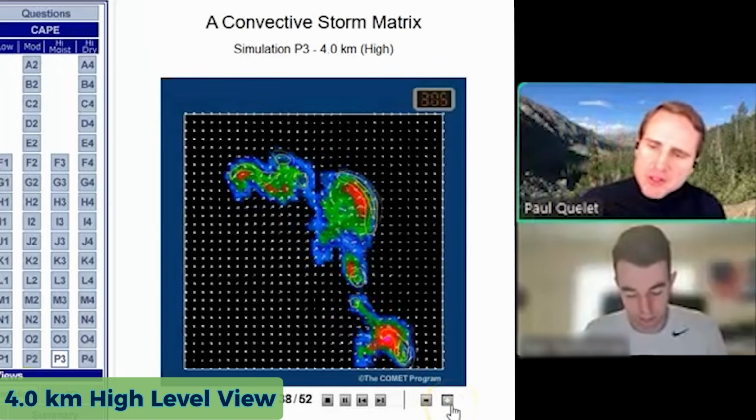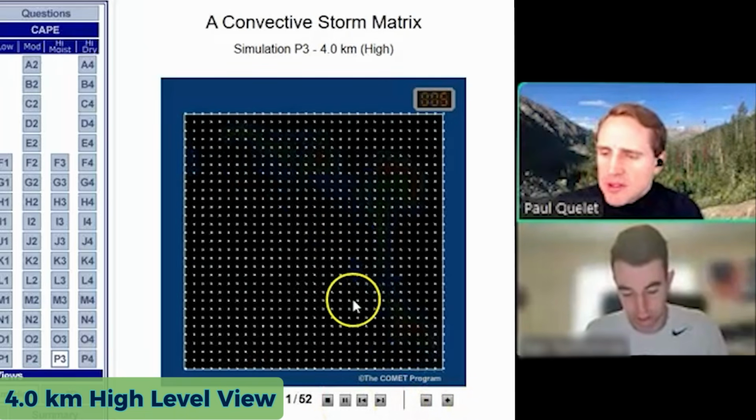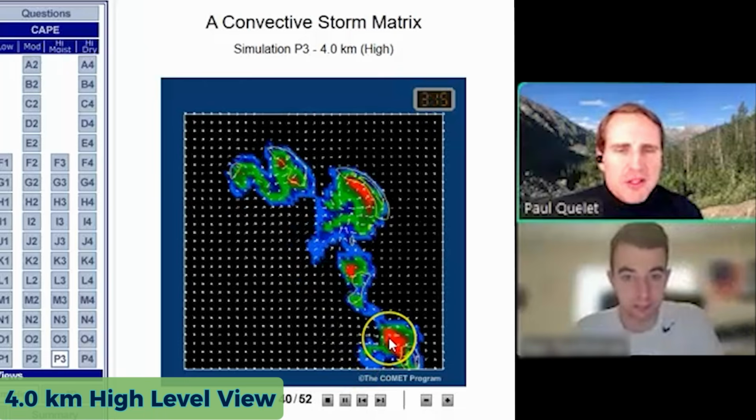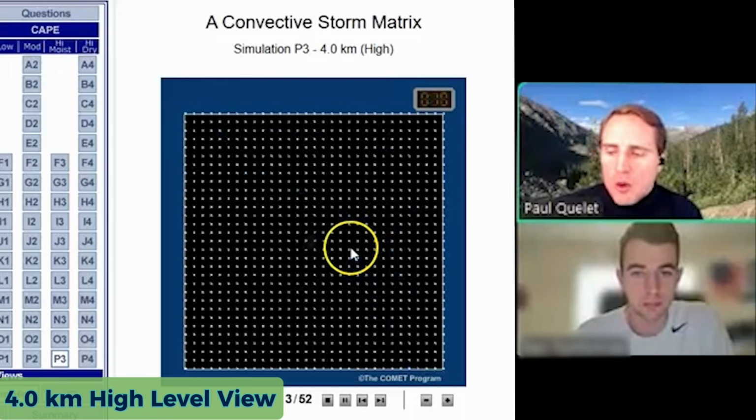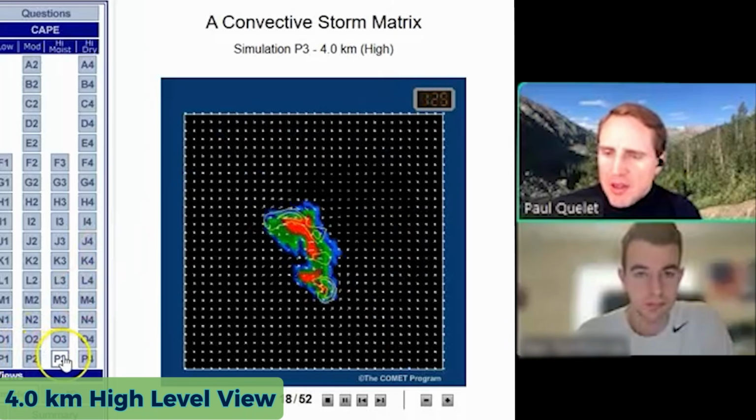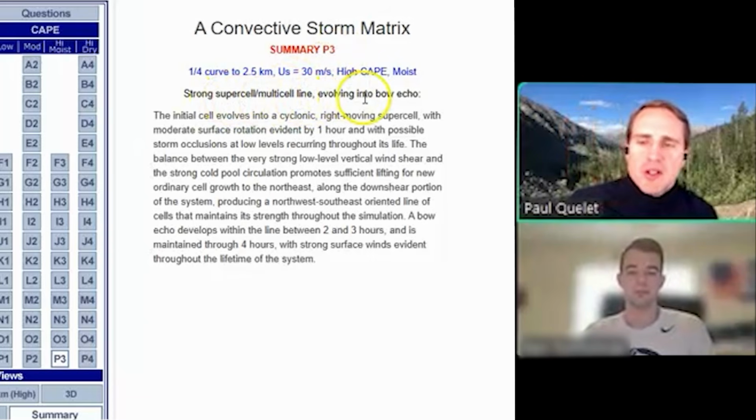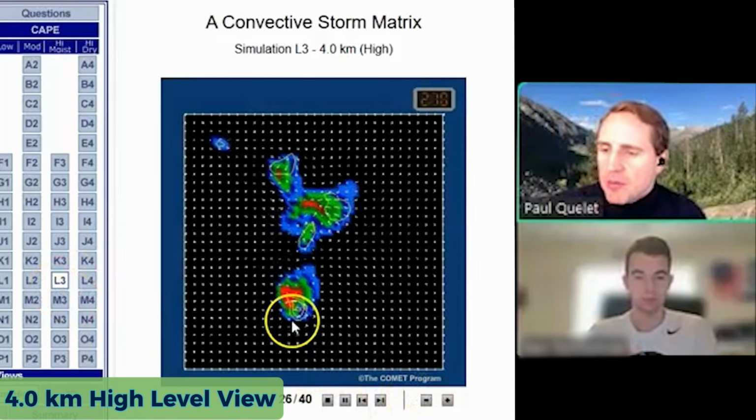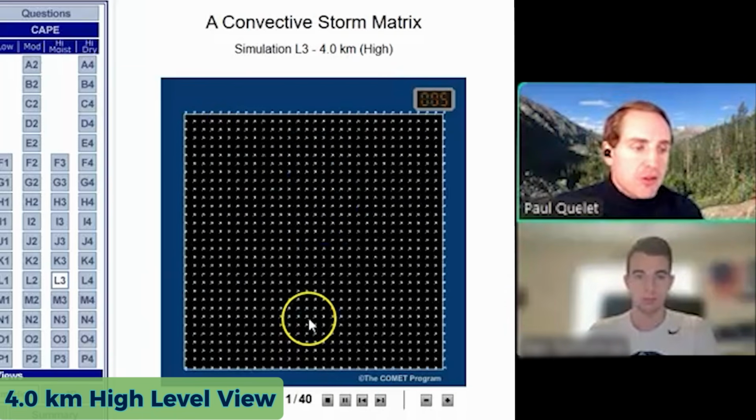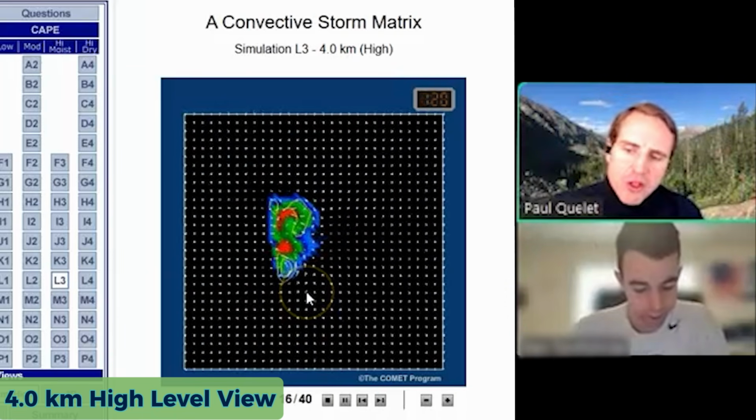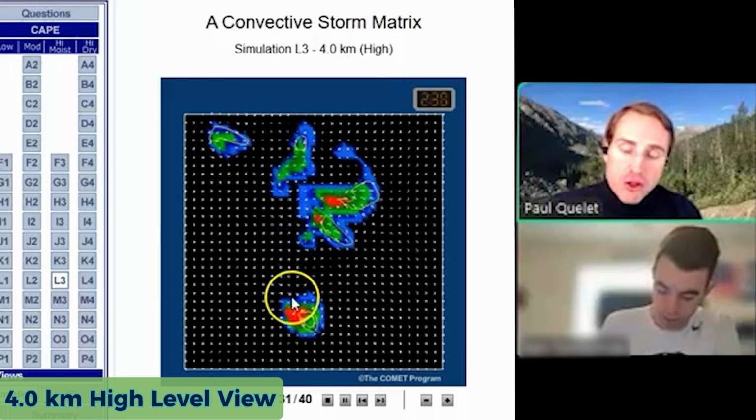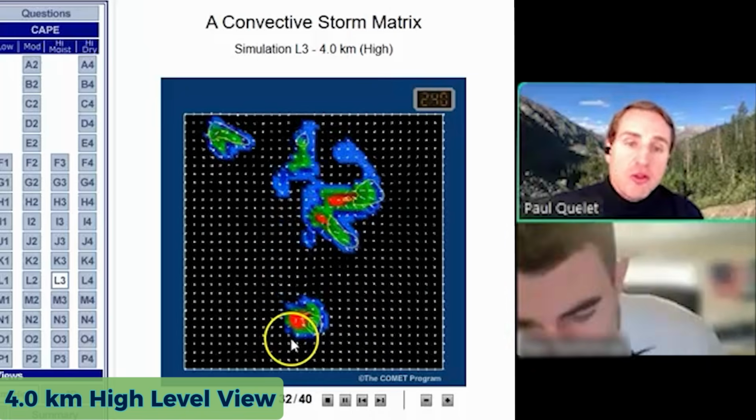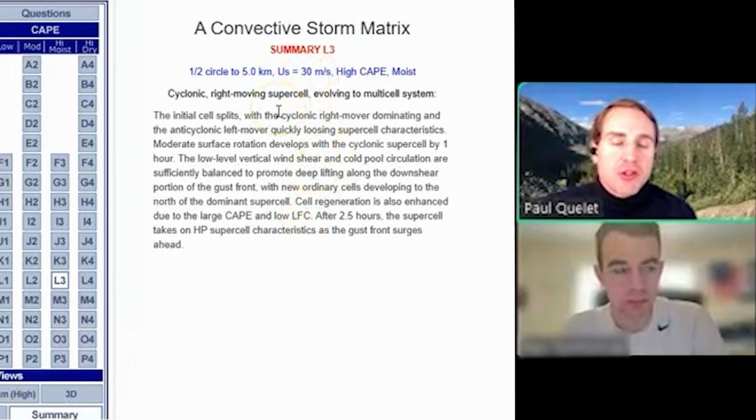So we've got 30 meters per second wind shear over the lowest 2.5 kilometers. So we do have some level of supercells, but if you recall, this is kind of more like a multicell line because it's only over the lowest 2.5 kilometers. And then the summary is strong supercell multicell line evolves into bow echo. Then let's look at L3. Now L3 is the exact same shape, but it's going to be a circle which goes up to 5 kilometers. So since the wind shear is distributed over a much larger depth of the atmosphere, even though it's the same wind shear, just because we stretch it out to a higher height, we do get a much more distinct supercell. So the supercells are much more discrete.